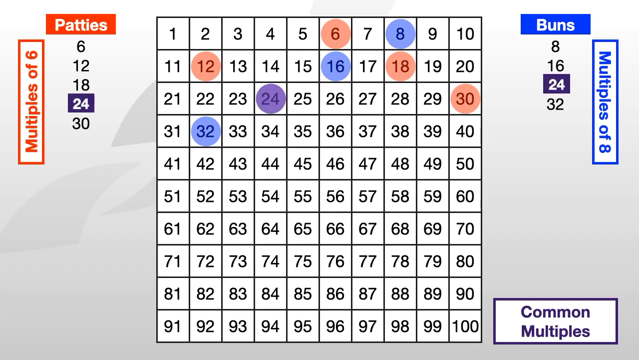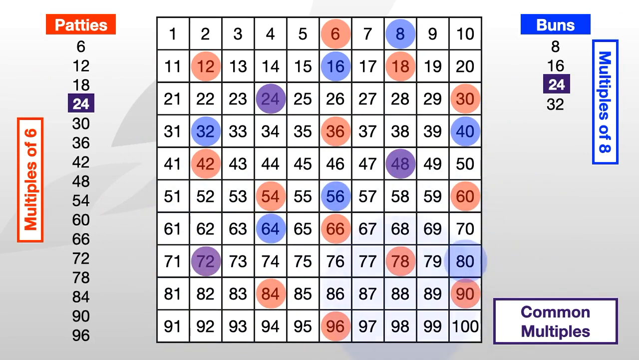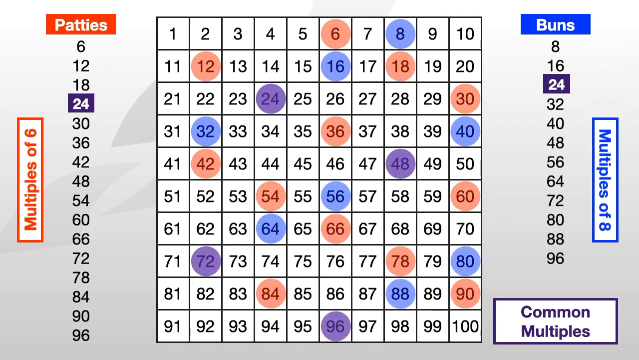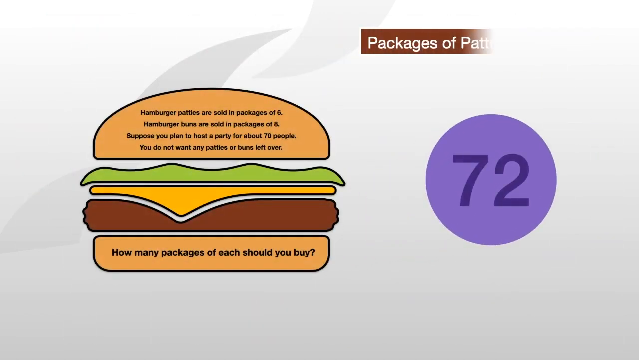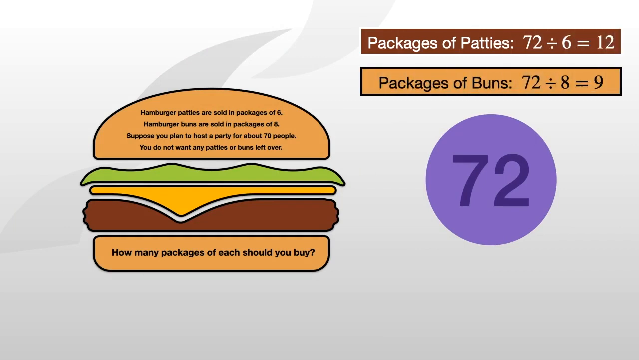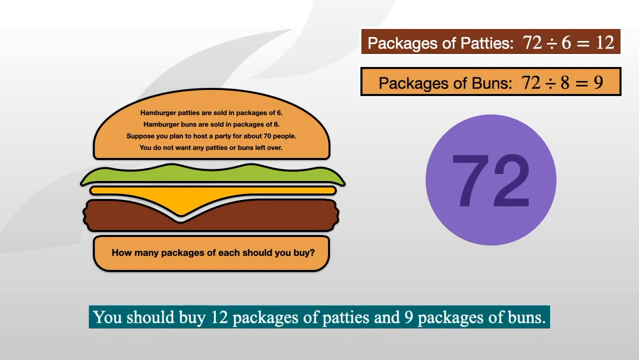We can continue to place red and blue chips on multiples of 6 and 8 respectively. Once more, purple indicates common multiples, 48, 72, and 96. Since the party is for about 70 people, you should buy 72 patties and buns. There are 12 groups of 6 and 9 groups of 8 in 72. You should buy 12 packages of patties and 9 packages of buns. Let's solve another problem.